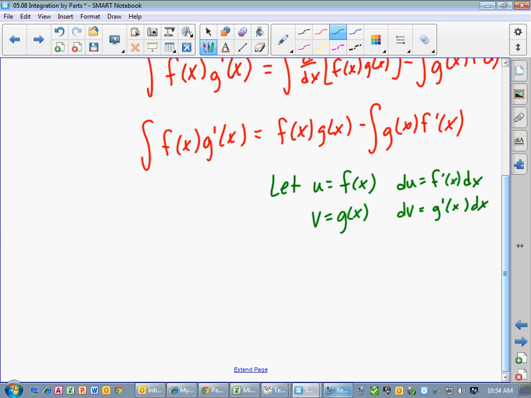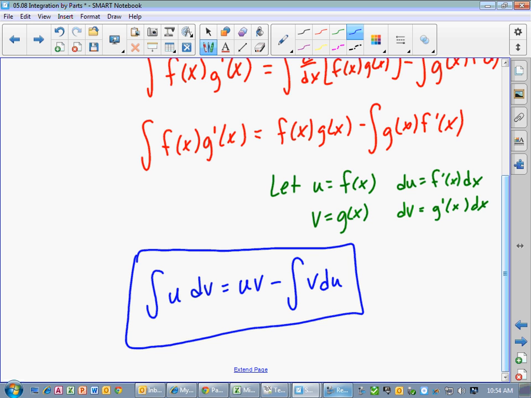And so coming back up to this statement right here, this would equal the integral. Well, f of x is u. g prime of x dx is dv. So the integral of u dv is equal to f of x g of x, well, that's uv, minus the integral, g of x is v, and f prime is du. This is going to be our formula for integration by parts. The integral of u dv equals uv minus the integral of v du.